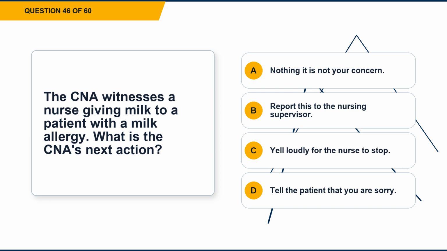Question 46. The CNA witnesses a nurse giving milk to a patient with a milk allergy. What is the CNA's next action? Option A, nothing, it is not your concern. Option B, report this to the nursing supervisor. Option C, yell loudly for the nurse to stop. Option D, tell the patient that you are sorry.